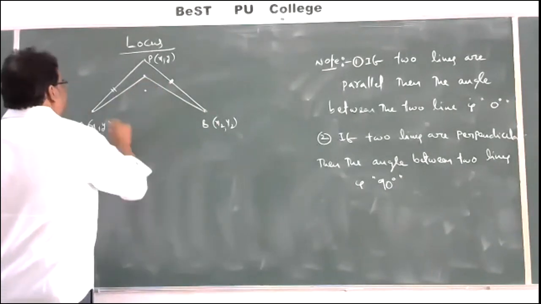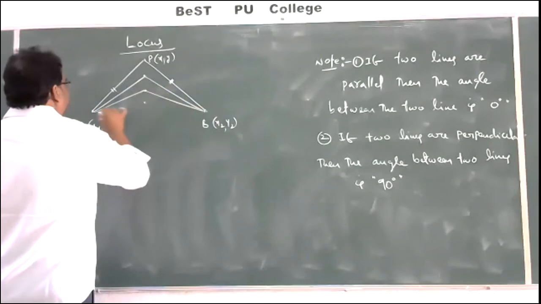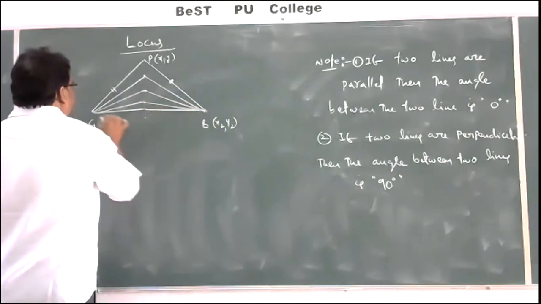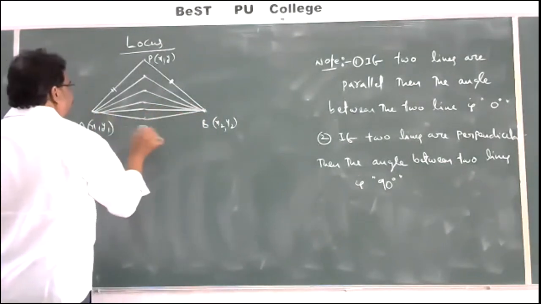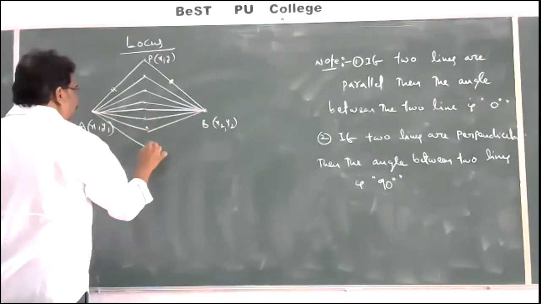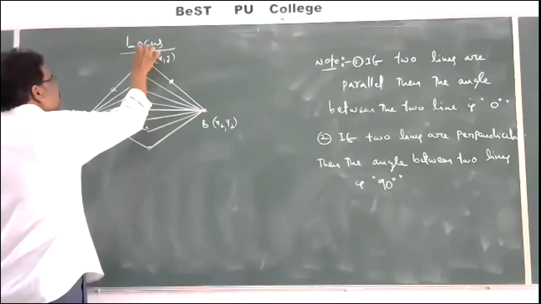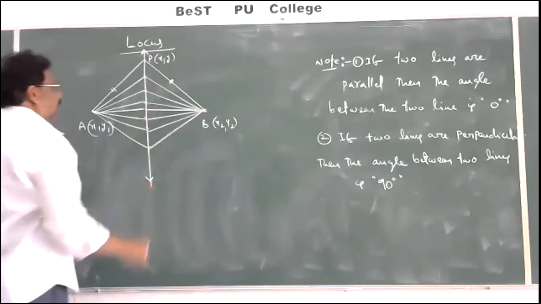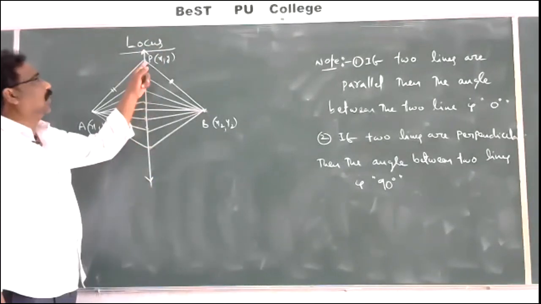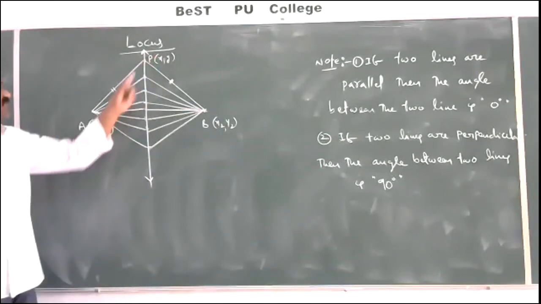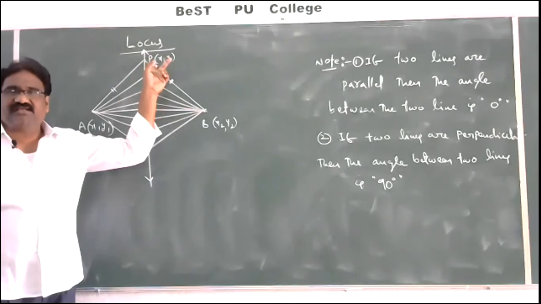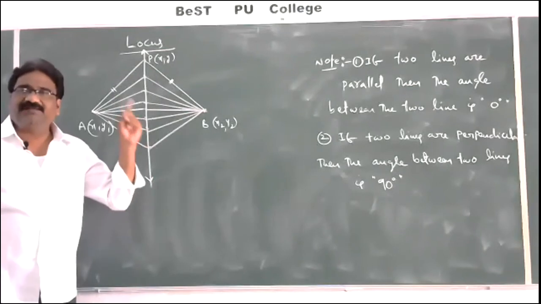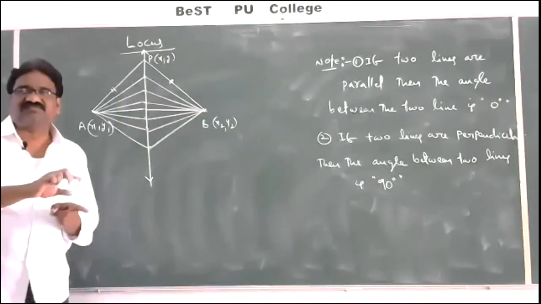This point is moving here, same distance, moving here, same distance. Then these points add up and we get a line. This line is called the locus of this point. Here I define a well-defined property. What is that property? A point P is moving equidistant from A and B.